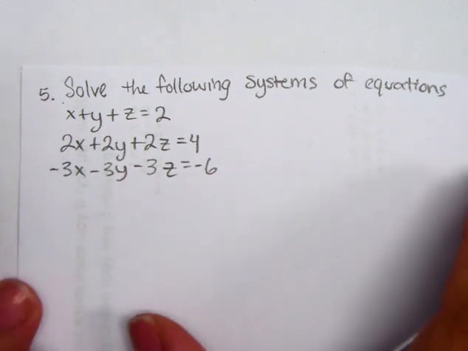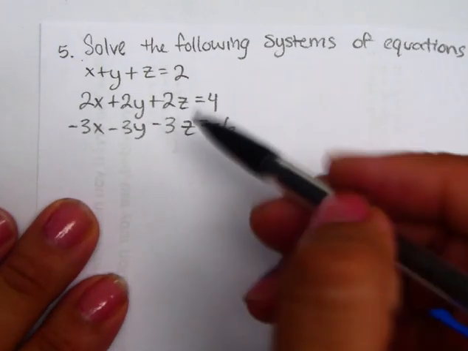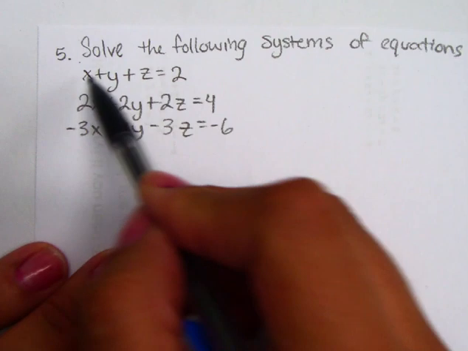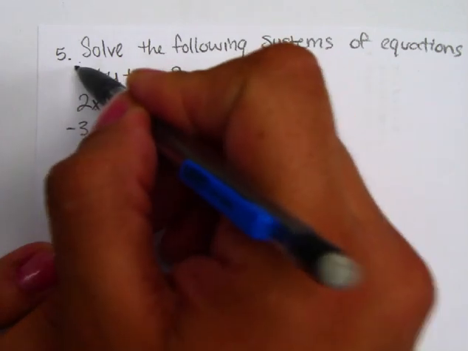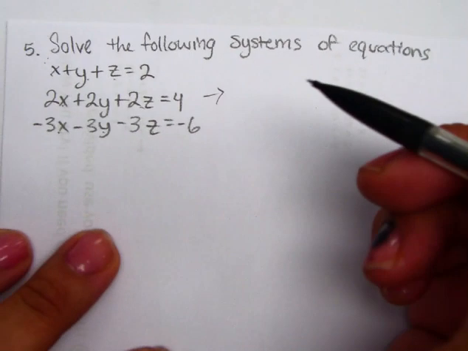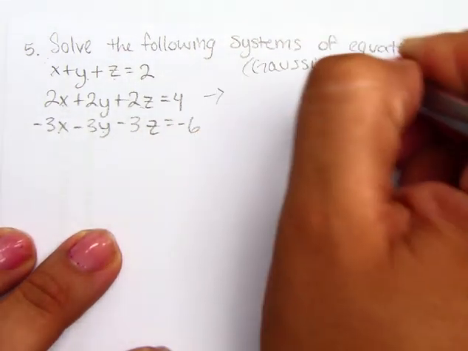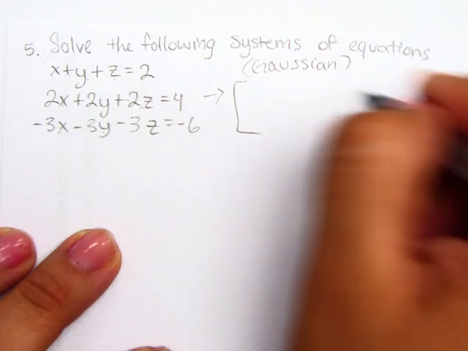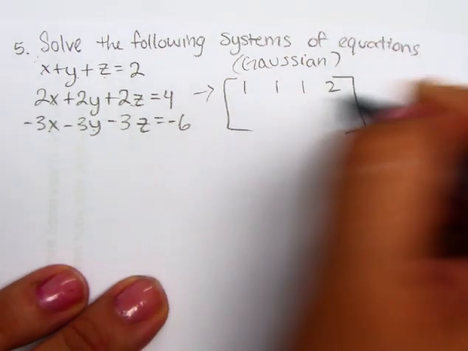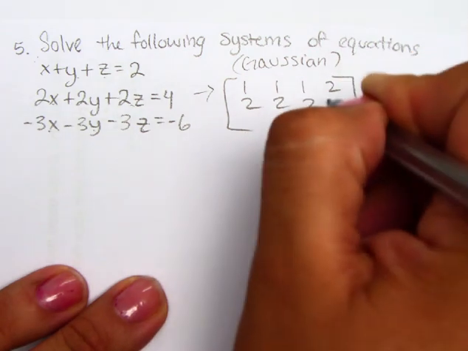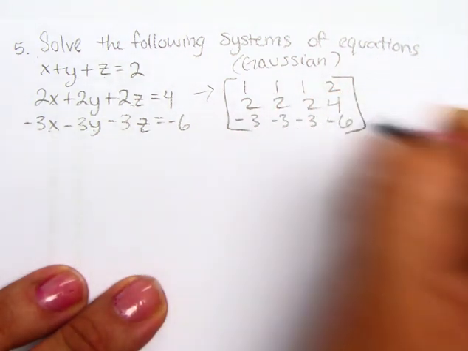So on this part 2, I'm going to continue with number 5. This system of equations, if you look at it, it's XYZ, XYZ, XYZ on all of the equations. So we're going to go ahead and approach this with the Gaussian elimination method. So the Gaussian elimination method is asking you to convert it into a matrix. So that will be 1, 1, 1, 2. 2, 2, 2, 4, -3, -3, -3, and -6.